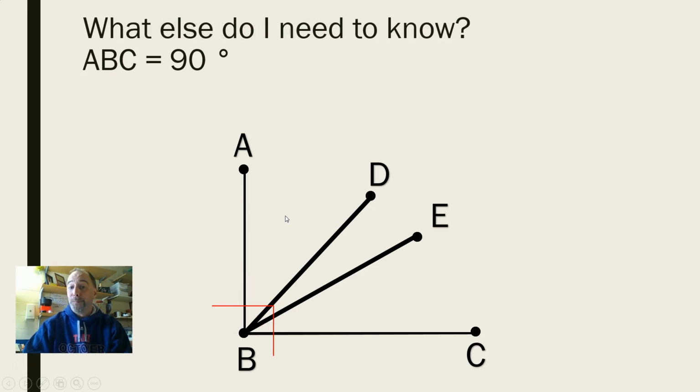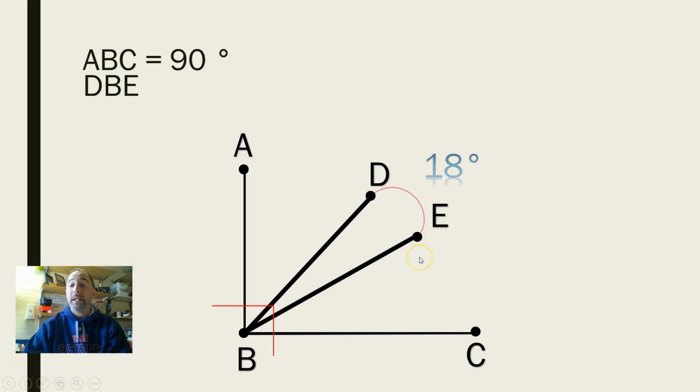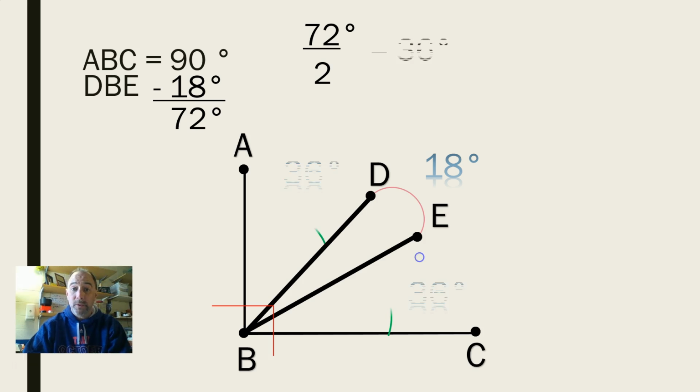What else do I need to know? Well, I need a given here. I need DBE. DBE equals 18 degrees. So I subtract 18 from 90, just like we did before. That's going to give me 72 degrees, and then I divide 72 by 2, just like I did before, and it gives me 36 degrees.